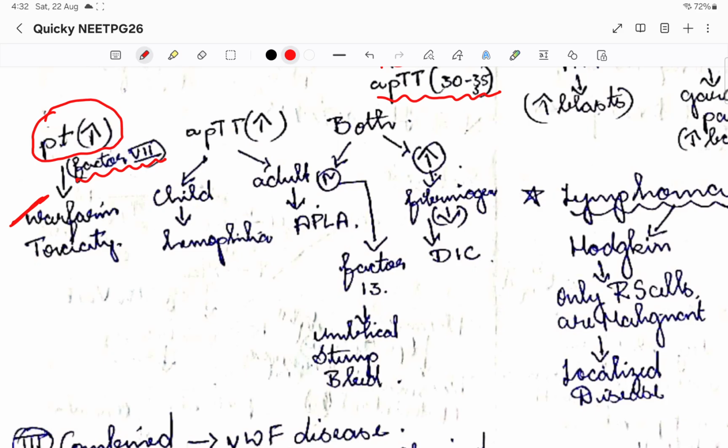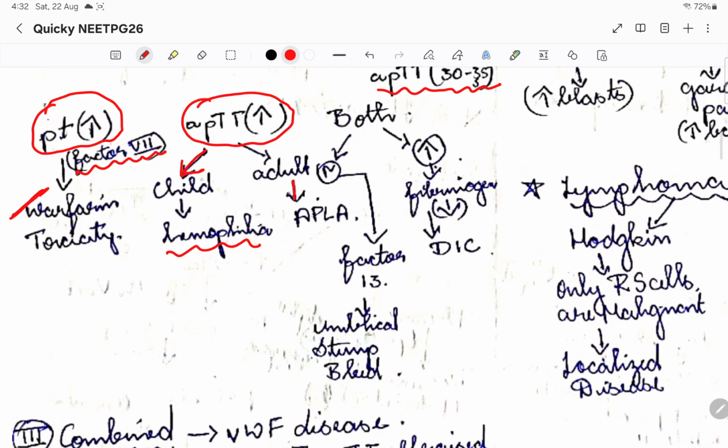If the APTT is increased, then it is the intrinsic pathway that is affected. So if it is a child, it is going to be hemophilia, whereas if it is an adult, it is going to be APLA syndrome. More about this I'll discuss in obstetrics. So remember, APLA syndrome can be seen in adults.